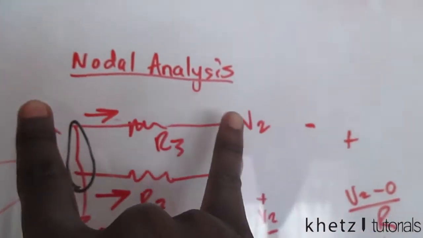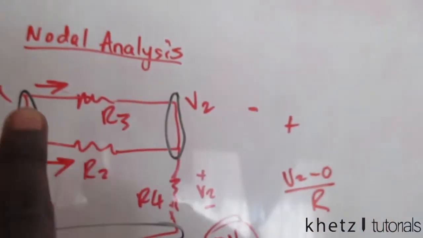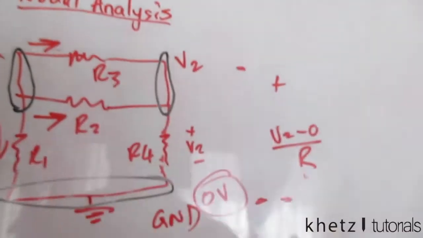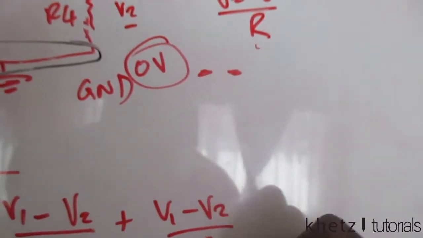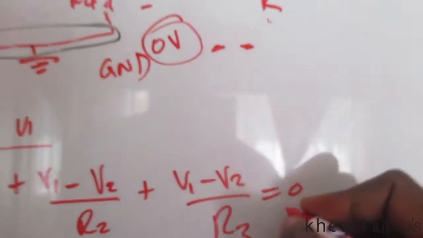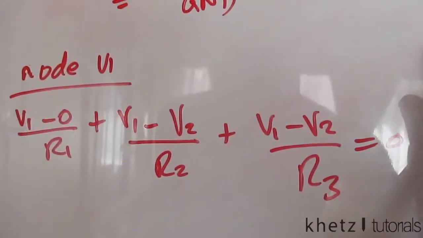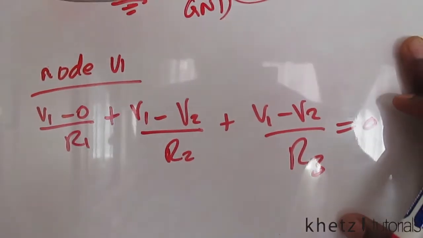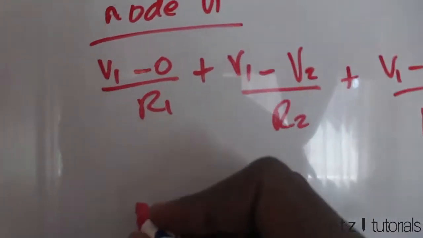Between these 2 points, the voltage across the R3 resistor is V1 subtract V2, and then divided by R3. So those are all the 3 points which I have from the node V1. And then you can simplify this and solve for whatever variable you want. But we can't solve with just one equation. So we move on to find the equation for node 2.